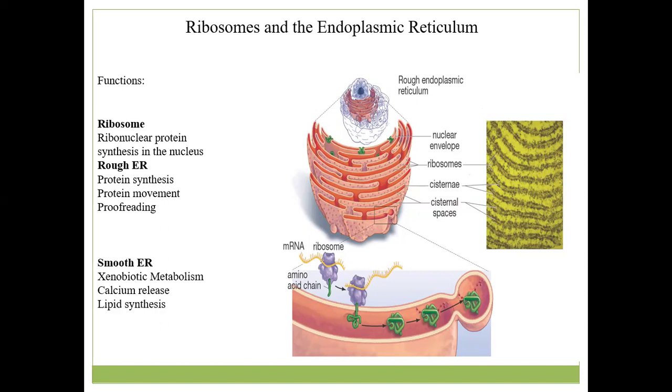So we also have a smooth endoplasmic reticulum, the endoplasmic reticulum that does not contain these ribosomes. Basically, the smooth endoplasmic reticulums are the site for xenobiotic metabolism, the metabolism of foreign substances that are not known by the body. For example, when you take a drug, the drug is not known by the body, so it will be taken into the smooth endoplasmic reticulum, and the body will process or metabolize it. Also calcium release during contraction and relaxation of muscles. We also have synthesis of lipid occurring in smooth endoplasmic reticulum.